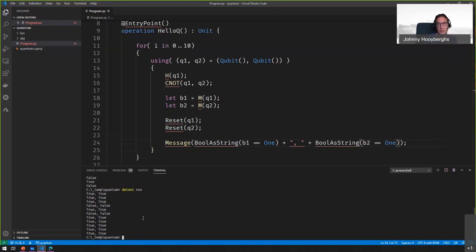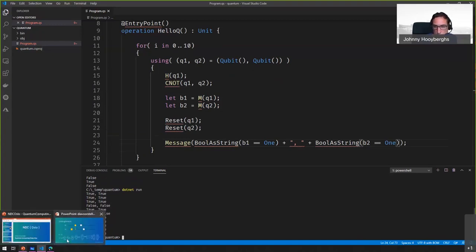See, so now we have true, true, true, true, true, true, then it's false, false, true, true, false, false, true, true. So they are entangled. They will always be equal. Of course, this is a simulated environment, so not a very cool experiment, but that's the concept, and it's going to also work on a real quantum computer.